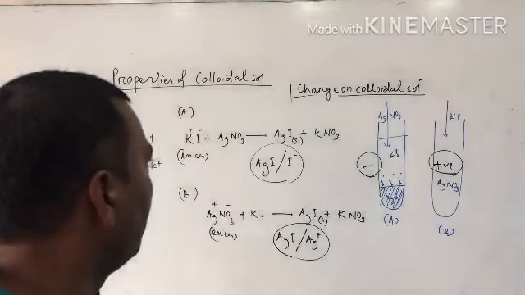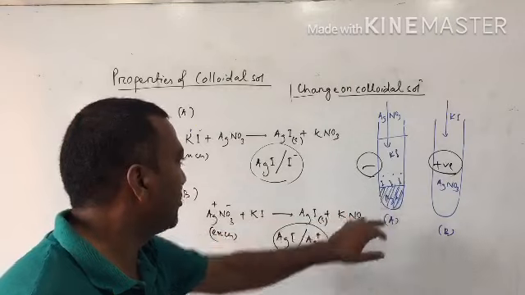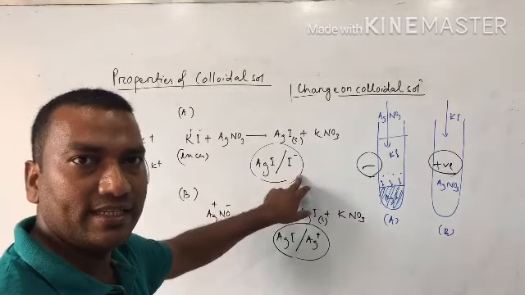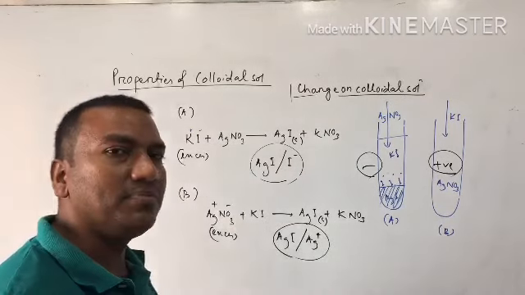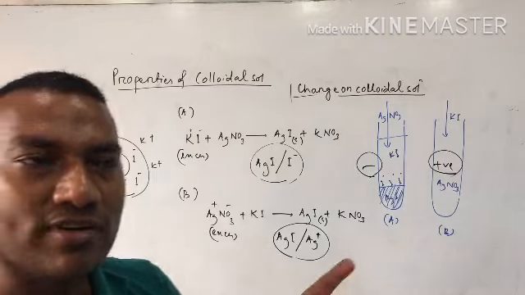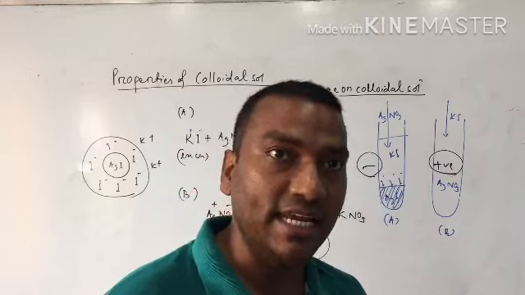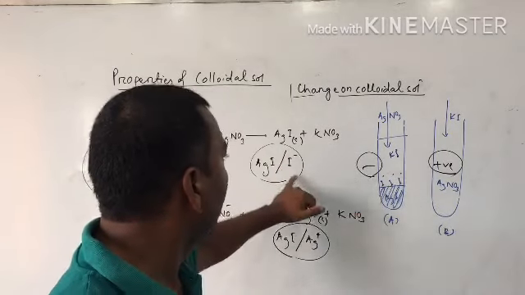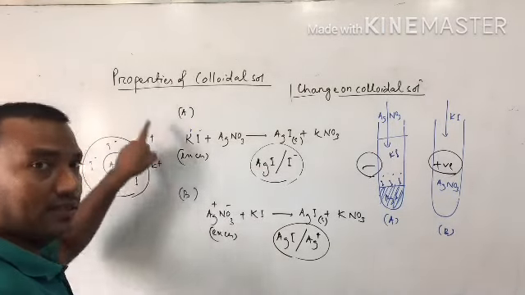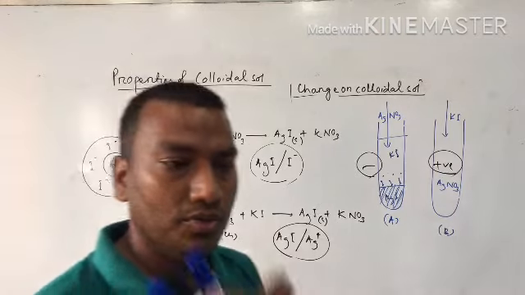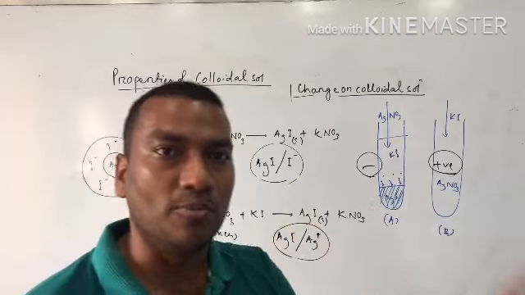And here you will see, this is the precipitate form. This is called a fixed layer, and that outside is known as a diffused layer. So that's why this is also known as the electrical double layer. Got the idea? Precipitate, fixed layer, and outside is another layer, the diffused layer. So this is called the electrical double layer.